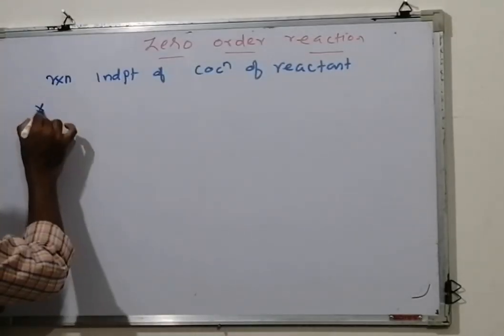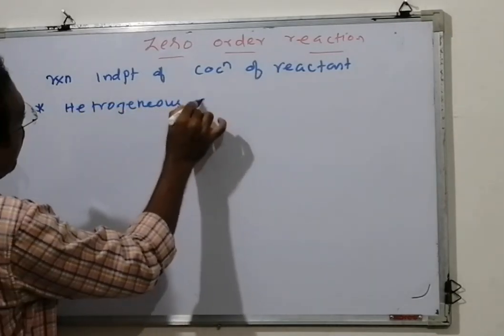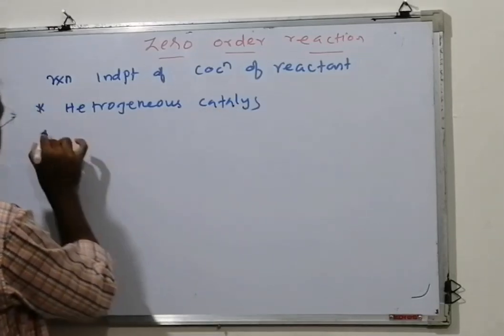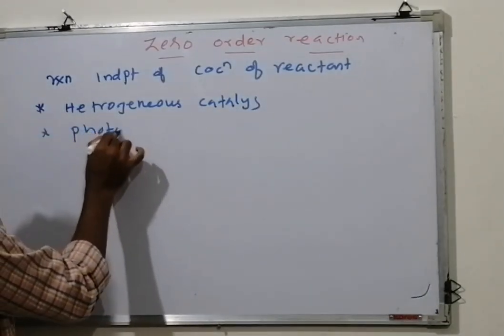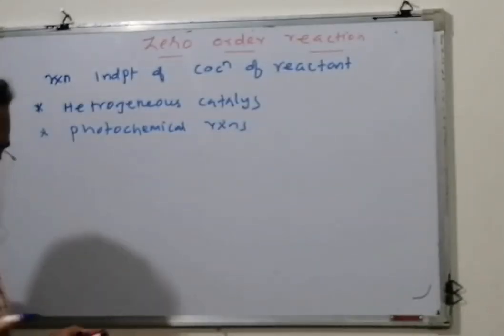One of the important examples: heterogeneous catalysis, photochemical reactions. We already mentioned these examples.